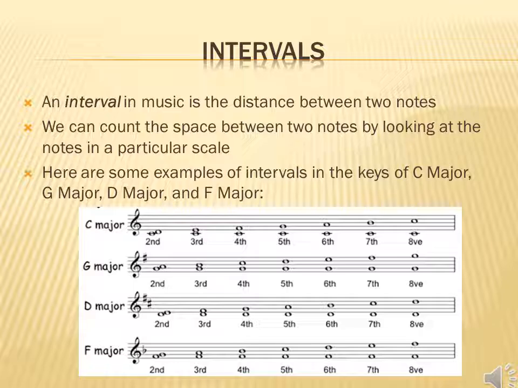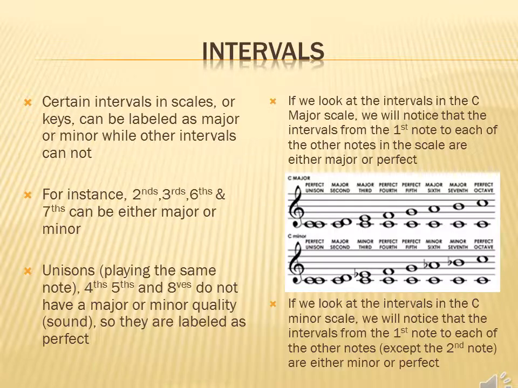Second, third, fourth, fifth, sixth, seventh, octave. Intervals. Certain intervals and scales or keys can be labeled as major or minor, while other intervals cannot. For instance, seconds, thirds, sixths, and sevenths can be either major or minor. Unisons, that is, two instruments playing the same note, fourths, fifths, and octaves do not have a major or minor quality or sound, so they are labeled as perfect.